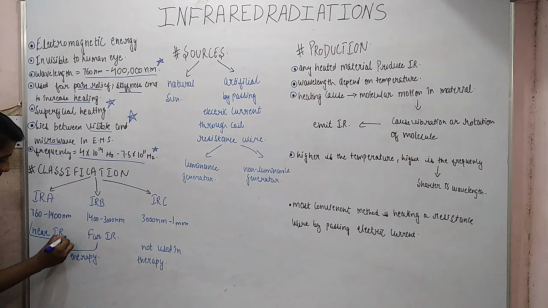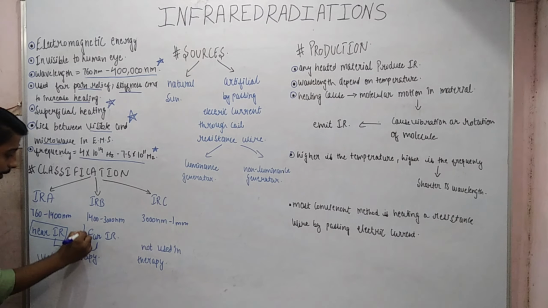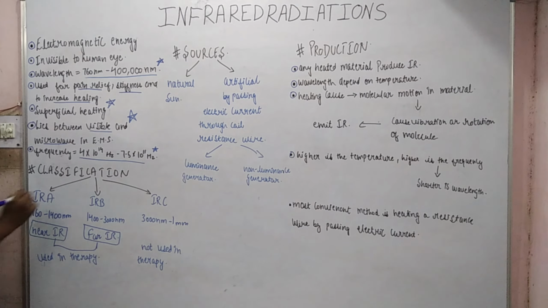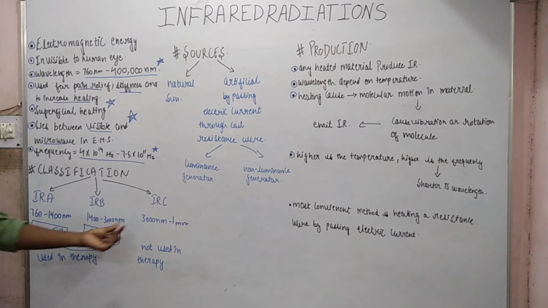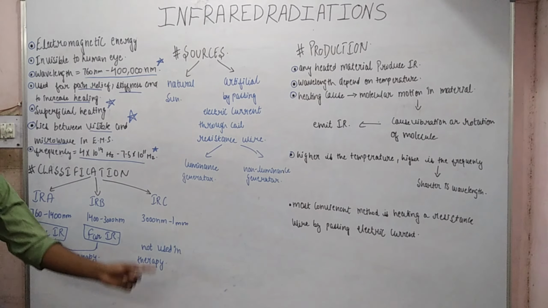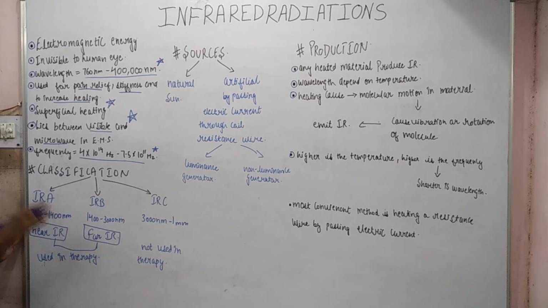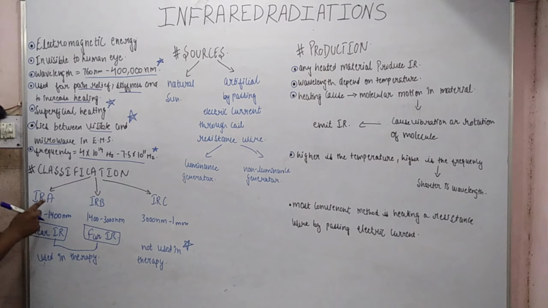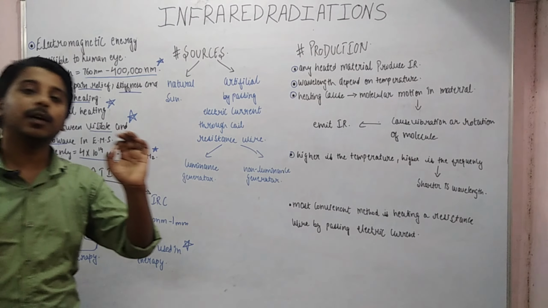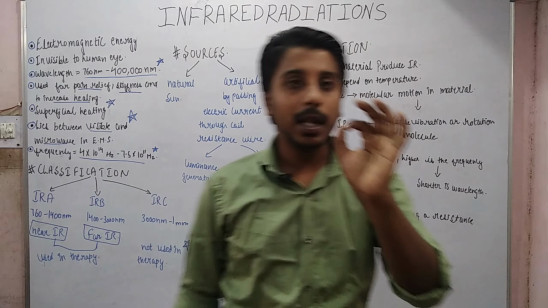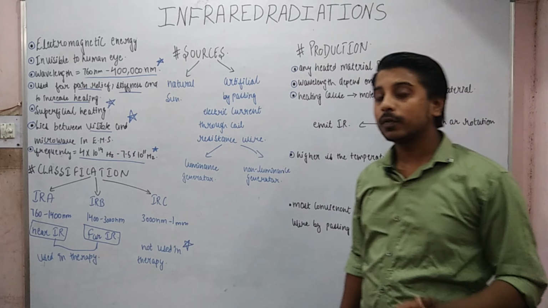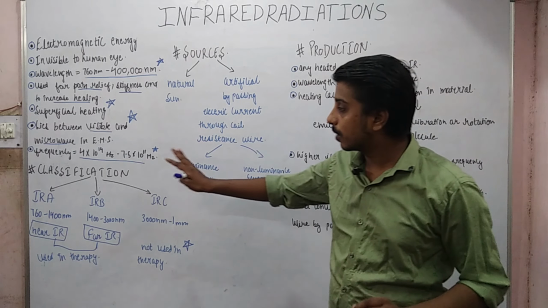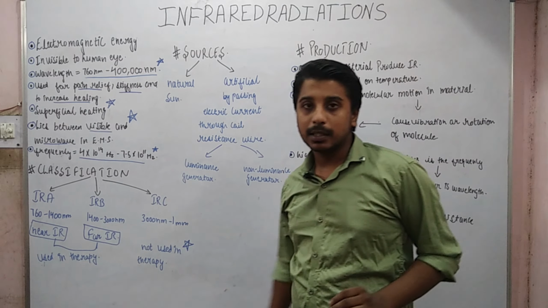So this is about the classification, and the former classification was about near IR and far IR. IR A is called near IR and IR B is called far IR. And IRC is not used in physical therapy, which means that we are not going to use IRC. But IR A and B are used in therapy because they have a lot of therapeutic effect. So this is IR A, B and C.